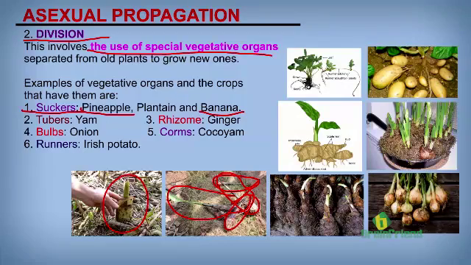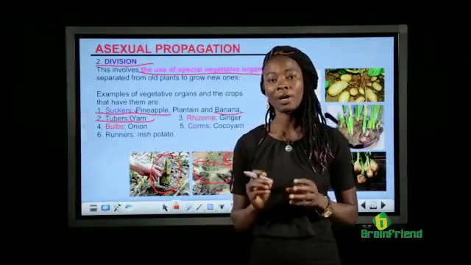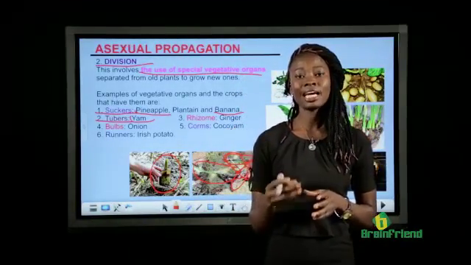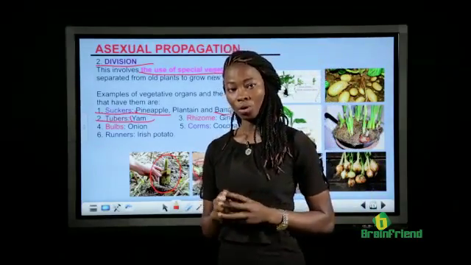The second type of special vegetative organs are the tubers. Tubers are commonly found in crops such as yam. The tuber of a yam crop can be divided into several parts and planted in the soil, and it will grow as a new crop.